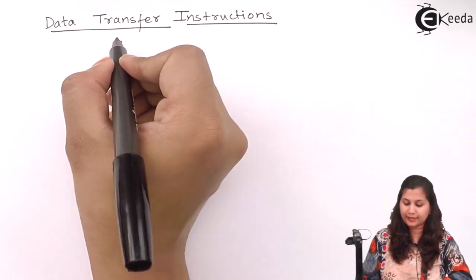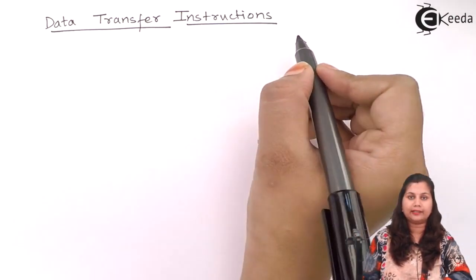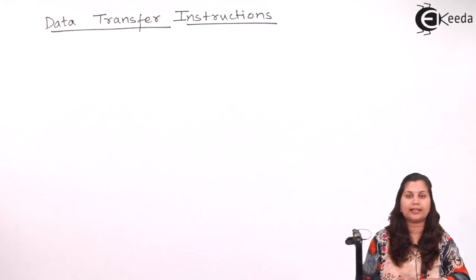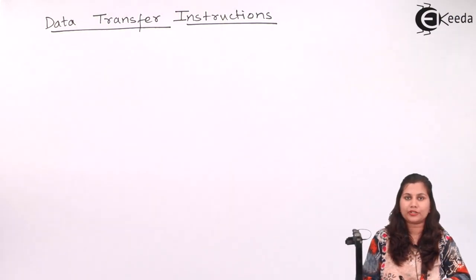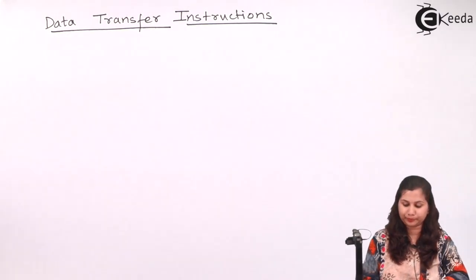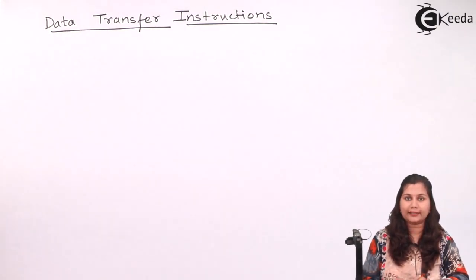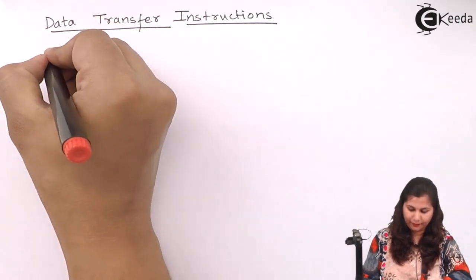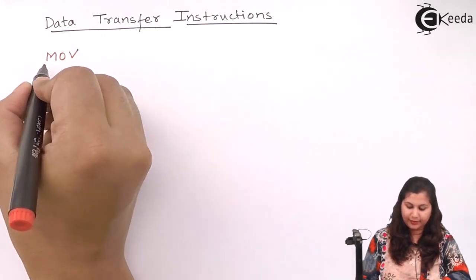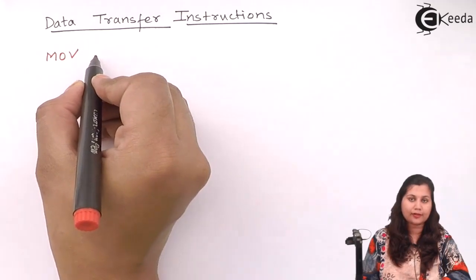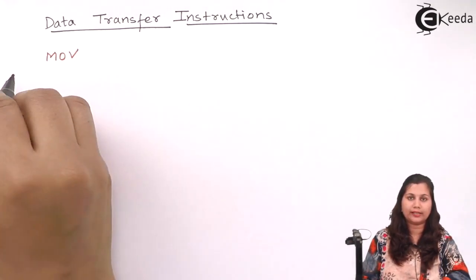The instructions in this category transfer the data from one location to another. That is, from source to destination, the data is transferred. But the content of the source is not altered. So we can say that it is a kind of copying operation, where the contents of the source are copied to the destination. First instruction under this category is MOV. This instruction copies the contents from the source to the destination.